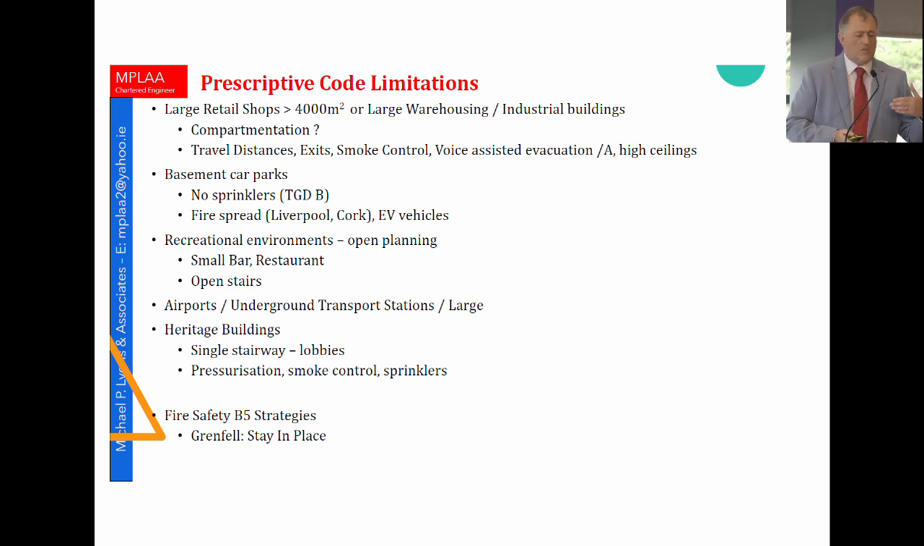There's a whole load of other situations like basement car parks, whether sprinklers are in them or not, whether sprinklers are required or not. Recreational environments, there's a whole load of open plan situations that TGDB may not allow for and that you want to propose as an architect or as a designer. So therefore you'll go down a different route, and you'll go down the route of 7974 most likely.